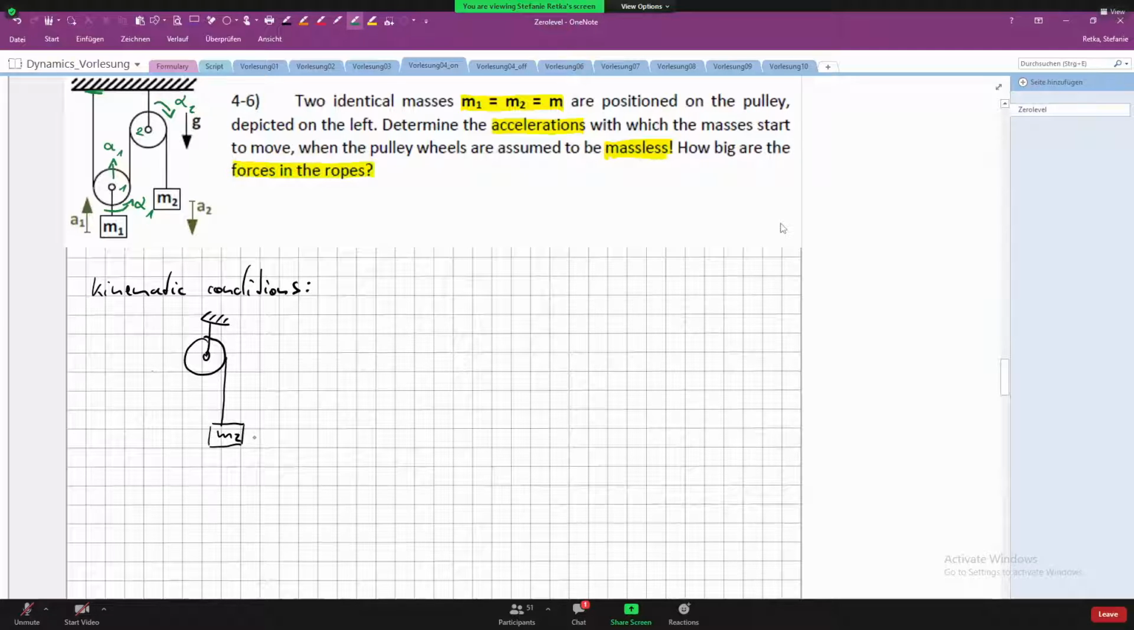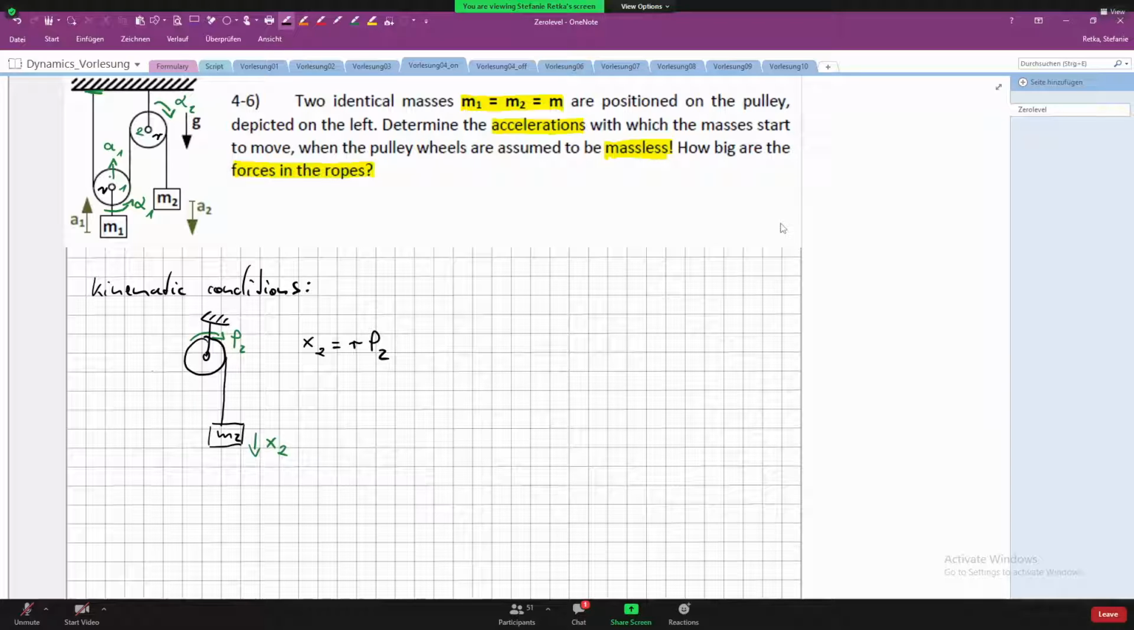So okay, let's say this mass moves downward a certain distance x2. Now the rope traveling over the pulley number 2 has to be of same distance. So the arc length covered by the pulley is equal to the distance of the mass x2 moving downwards. So we can state that x2 is equal to r times phi 2, assuming that these have a radius r. Okay, that's our first kinematic condition.